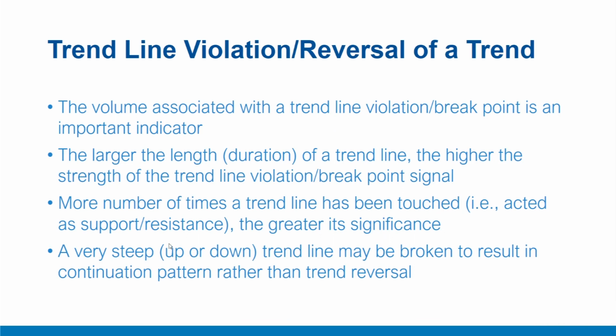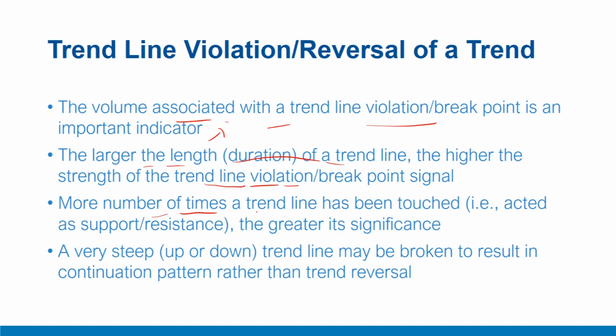There are certain characteristics that are often employed to identify trend reversals with a trend line. For example, volume associated with a trend line violation or breakpoint is an important indicator. Substantially high volume in a particular direction where the cross is appearing is an indicator that the market may be churning or taking a turn. The longer the duration of a trend line, the higher the strength of that trend line, and therefore its violation is also a very significant signal.